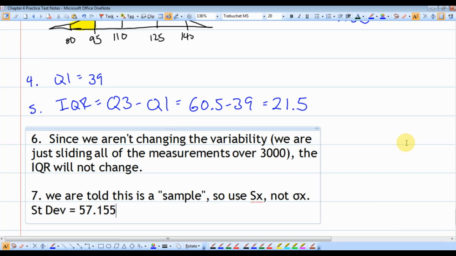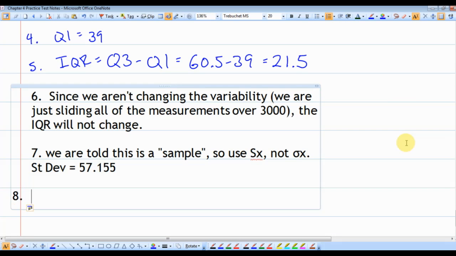Okay, so if it says sample, then you use Sx. When do you use the other one? When you have a population. A sample is a sample from the population. Just be warned, you're almost never going to use sigma x. It's almost always going to be Sx.